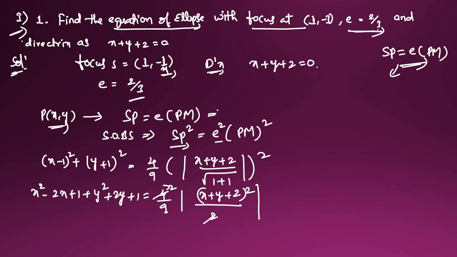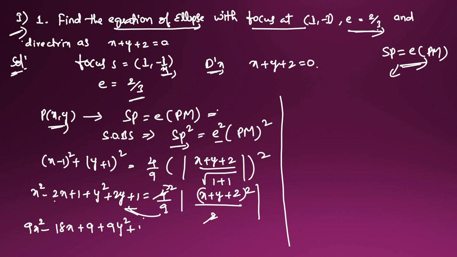So this 9 will go to the left side of the equation, it will multiply here. Multiply means 9 into x square, 9x square, minus 9 into 2x, 18x, plus 9. Then 9 plus 9y square will come, plus 18y will come, plus 1 is equal to this 2 into (x plus y plus 2) whole square will come.